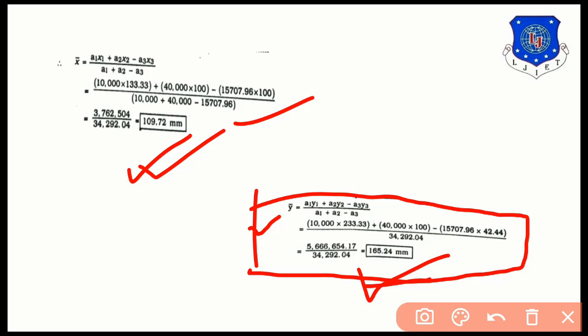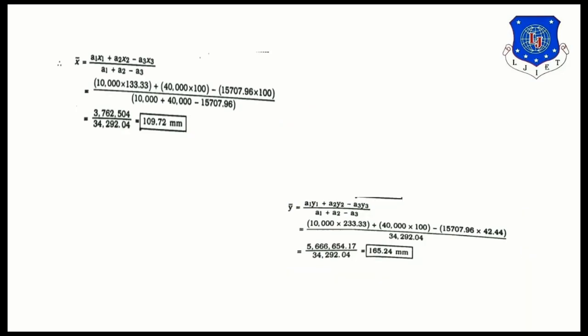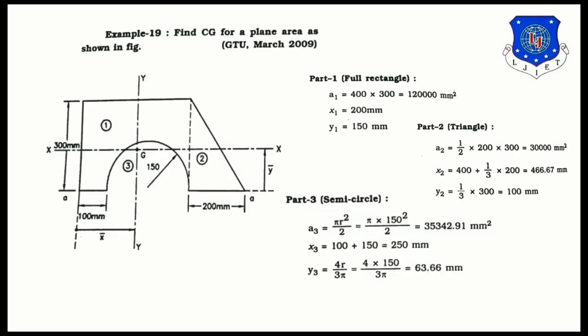Hope you are getting the method very clear now and your practice is enough now. Let us see one more example of a similar type in which one part is to be subtracted from the formula. See the next figure. It is the most important example in which we find the CG for a plane area as shown in the figure. You can see the numbering.